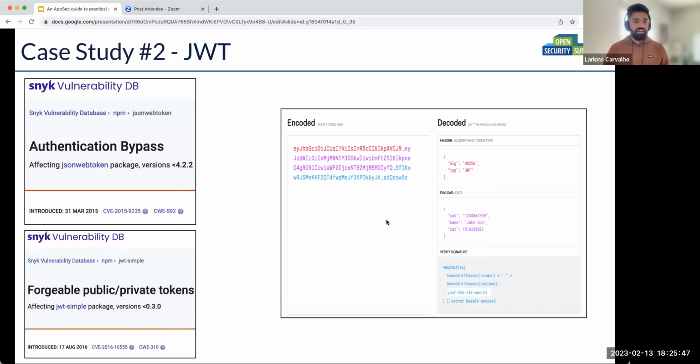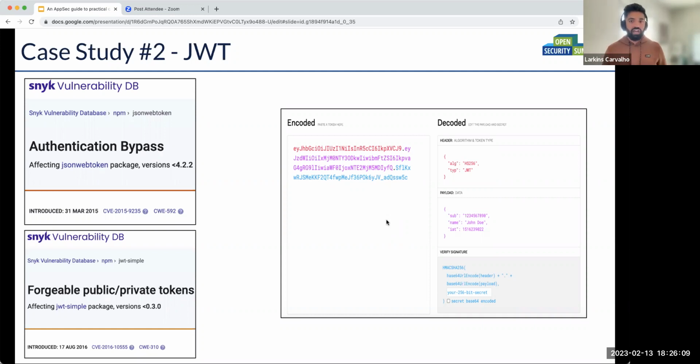Now let's look at JWT. JWT is JSON Web Token. This was related to some of the libraries. There was no security issue related to, what I mean is, not a cryptography issue, but how you develop libraries and how you do validation for these different libraries.